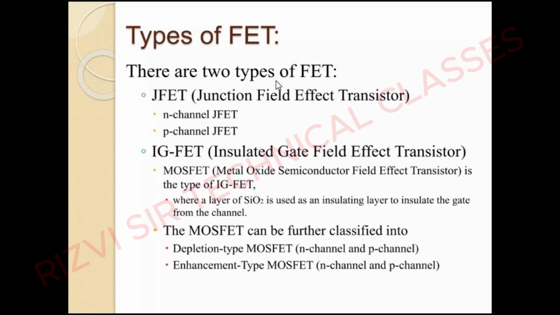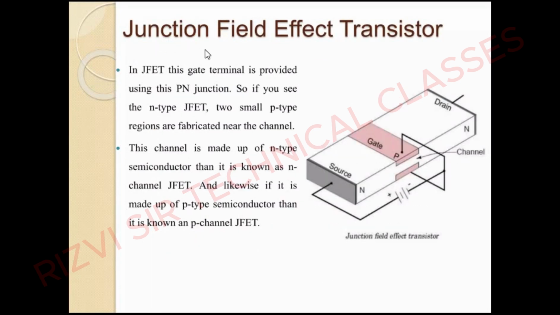Types of FET. There are two types of FET. First one is junction field effect transistor, which has N-channel JFET and P-channel JFET. And second one is IGFET, which stands for insulated gate field effect transistor. MOSFET stands for metal oxide semiconductor field effect transistor, a type of IGFET, where a layer of SiO2 is used as an insulating layer to isolate the gate from the channel. The MOSFET can be further classified into depletion type MOSFET, N-channel and P-channel, and enhancement type MOSFET, that is also N-channel and P-channel type.